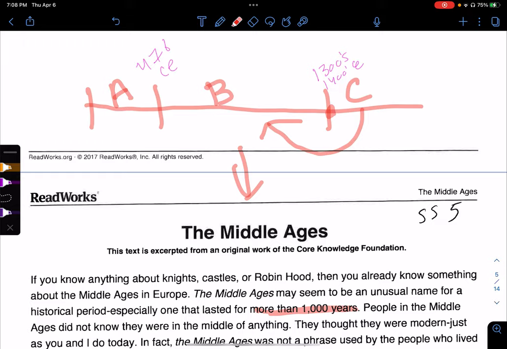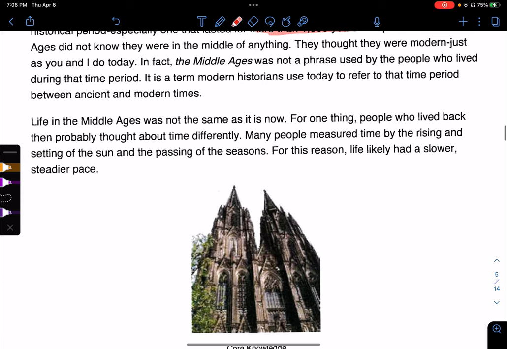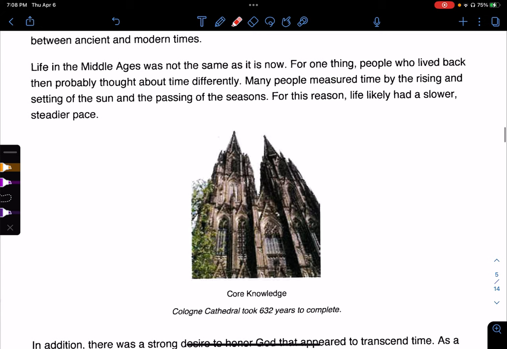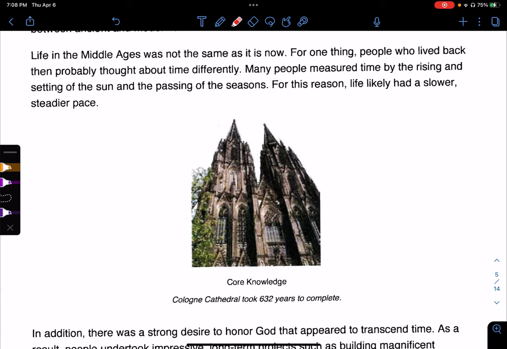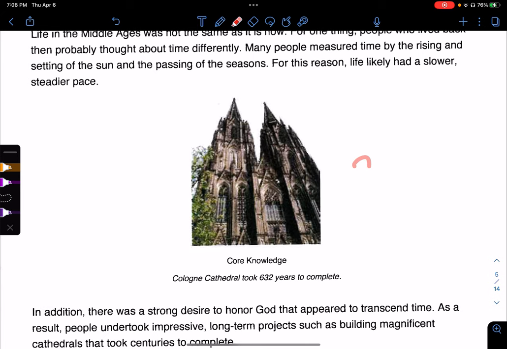Life in the Middle Ages was not the same as it is now. For one thing, people who lived back then probably thought about time differently. Many people measured time by the rising and setting of the sun and the passing of the seasons. For this reason, life likely had a slower, steadier pace. So here's an image of a Gothic church. Very different than a classical Greek or Roman church, right? And we are going to be studying Gothic cathedrals later in the year when we compare and contrast.